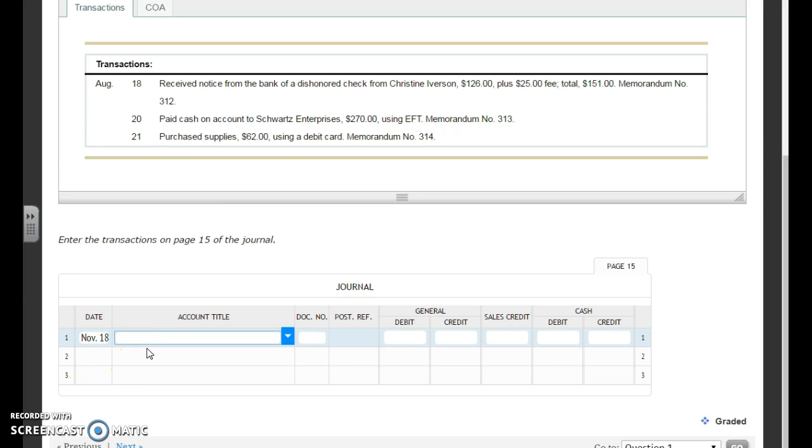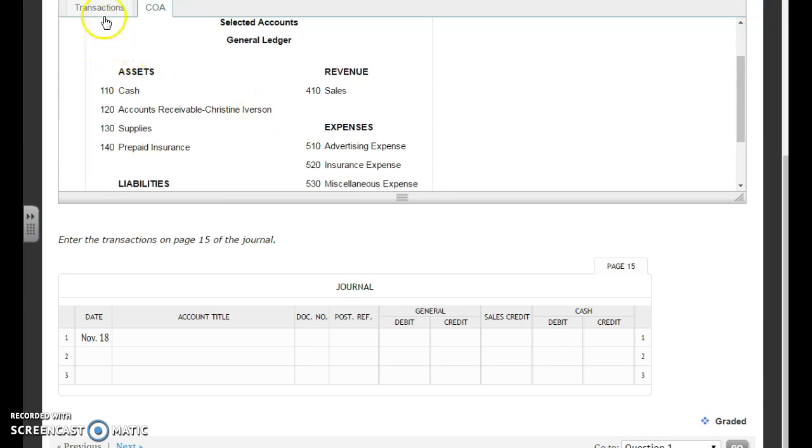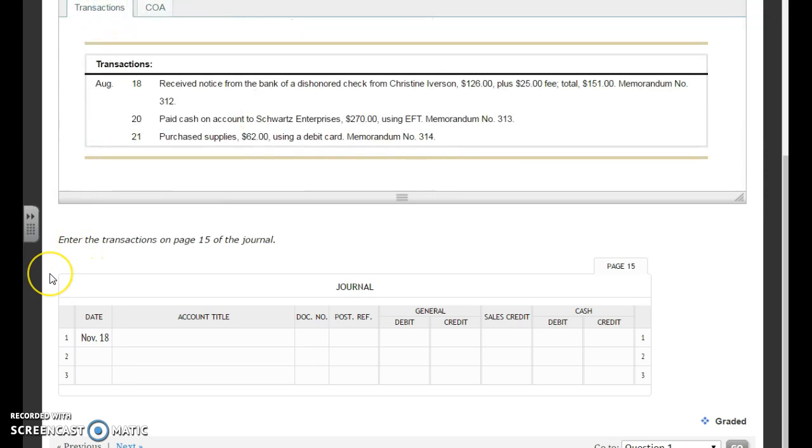Now, Christine Iverson owed us money. She owed our company money. We have an accounts receivable for that. If we take a look in our chart of accounts, we can see an accounts receivable for Christine Iverson. Christine owed us money. She made a payment. The moment we received that payment of $126, in our records, we decreased her accounts receivable, so we credited her accounts receivable, and we increased our cash, so we debited our cash.